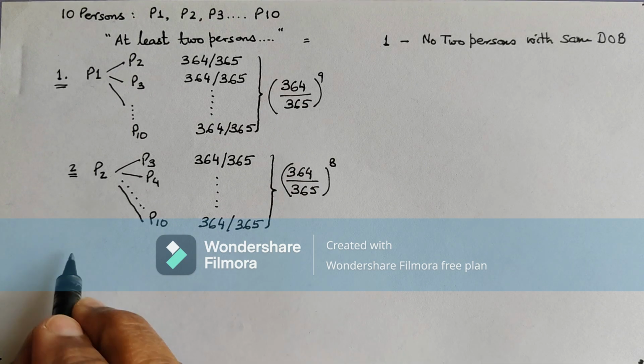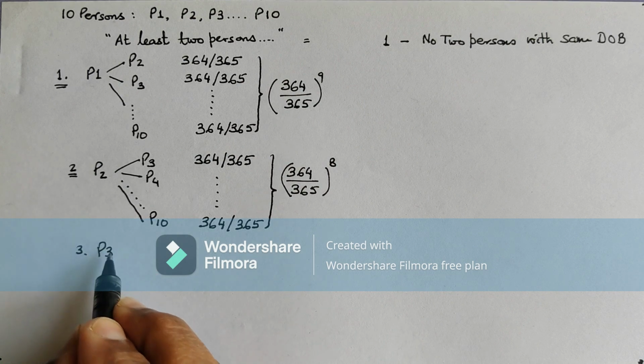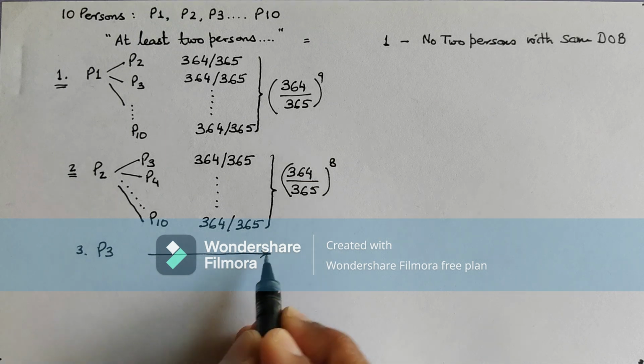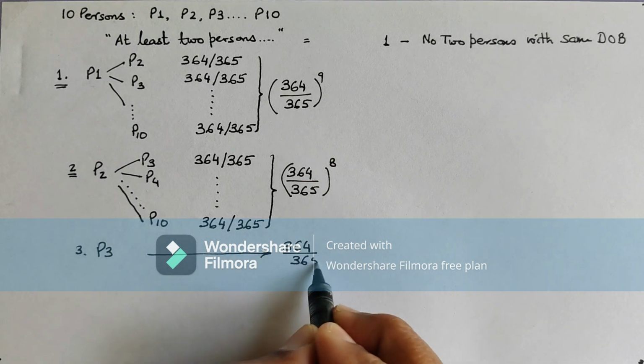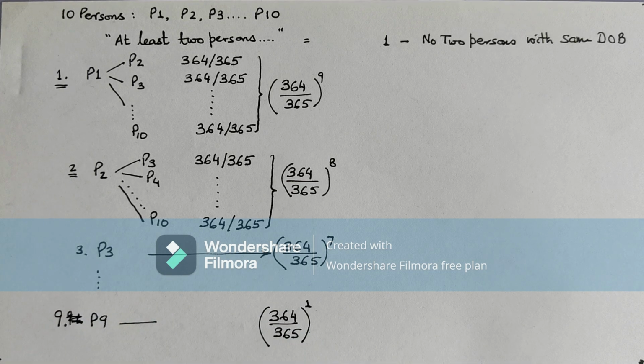Continue the exercise, take the third person, which will be P3, pair him with all possible remaining options. Probability will work out to the same pattern, till you have the ninth person. You have only one person to pair him with, and the probability is 364 by 365.